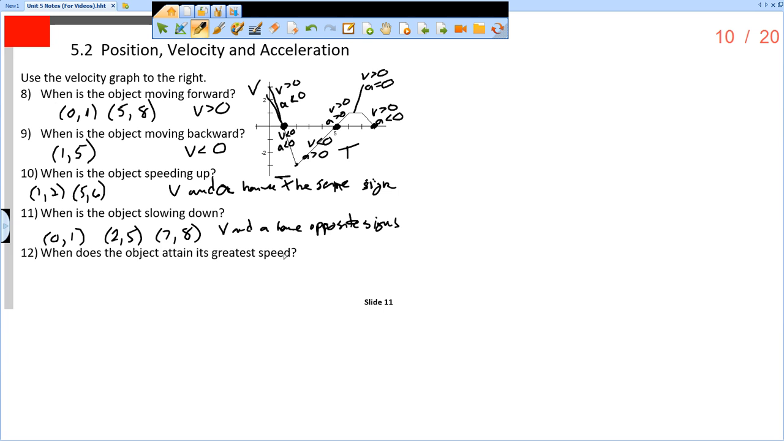When does the object attain its greatest speed? Remember, speed is the absolute value of velocity, right? And so when is this thing furthest from 0? Well, it's furthest from 0 here at t equals 2, and it's furthest here as well, but that's kind of an endpoint, so you might not necessarily include that. So t equals 2, or maybe you might say and or at t equals 0, depending on how you argue whether or not that endpoint should be included. So that's slide 11.